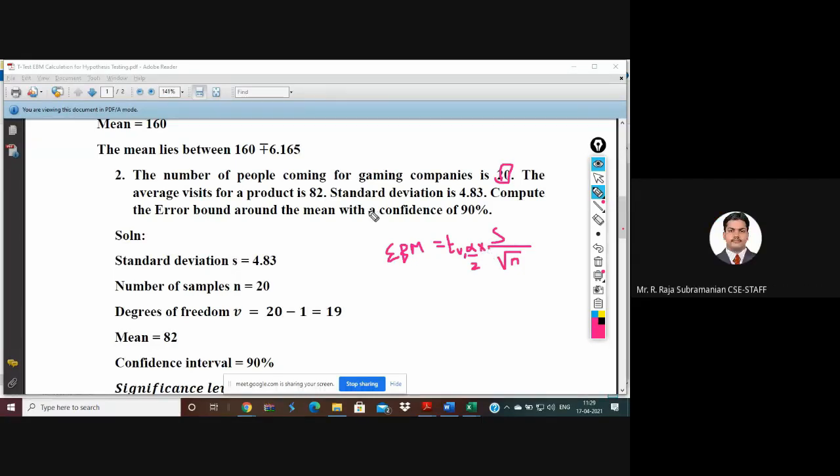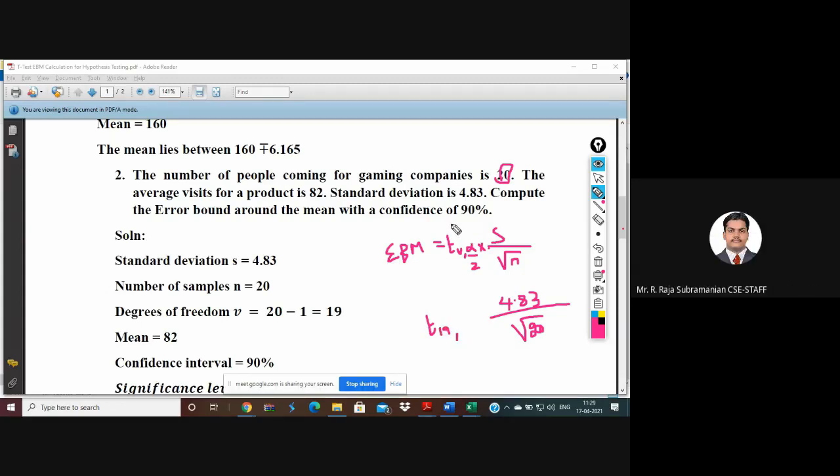So what is S here? The standard deviation, 4.83. What is N here? 20. So root 20. And we need to calculate the T. What is V? V is the degrees of freedom, and degrees of freedom is the number of observations minus 1. The number of observations is 20, so 19 comma alpha by 2.